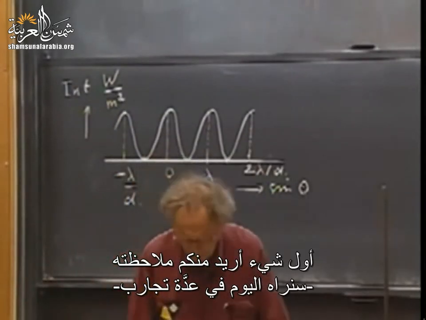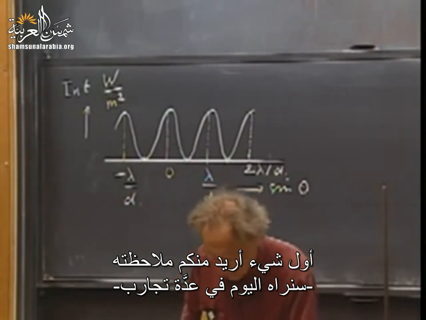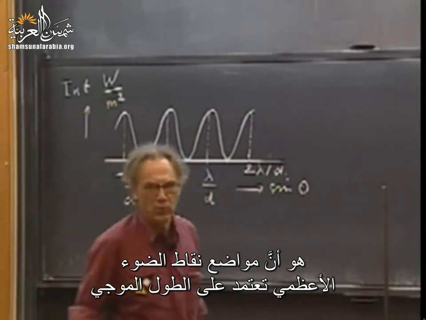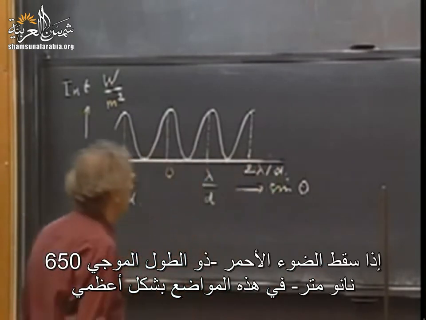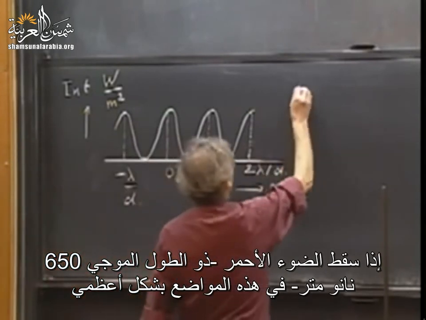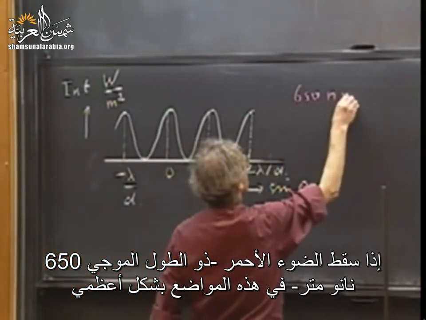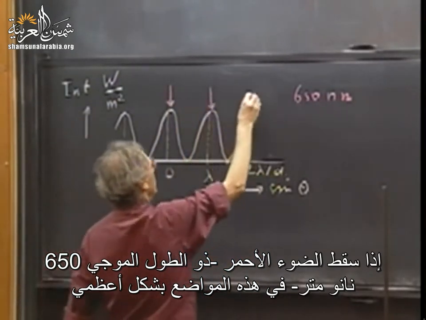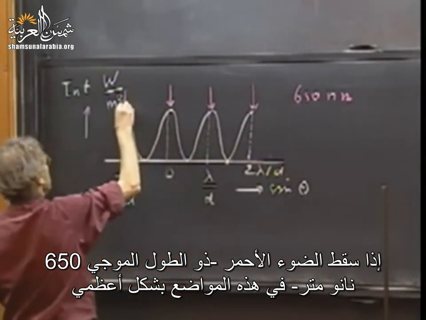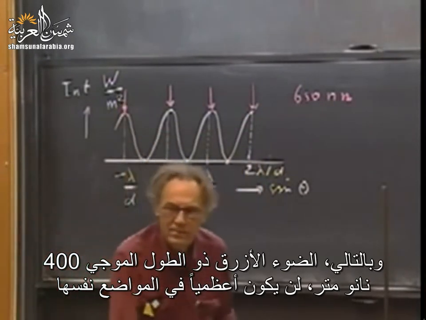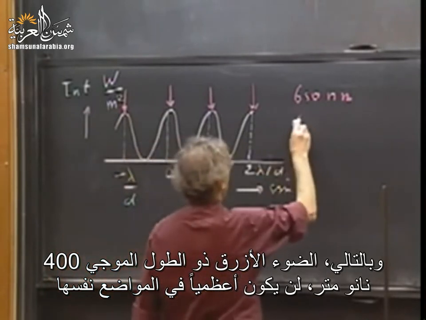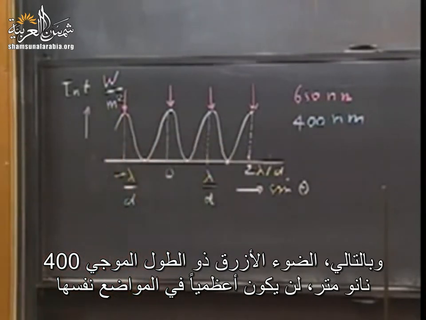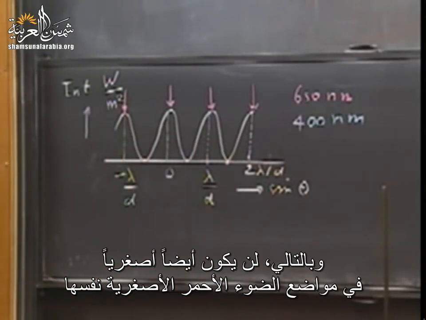Now, the first thing that I want you to notice, and you will see that today in various demonstrations, is that the location of the maxima depends on the wavelength. So that means if red light, 650 nanometers, falls here as a maximum, and it falls here as a maximum, and it has here a maximum, and it has there a maximum, that blue light, which would have a wavelength, say, I pick 400 nanometers, would not have its maximum at the same location, therefore not the minima either.